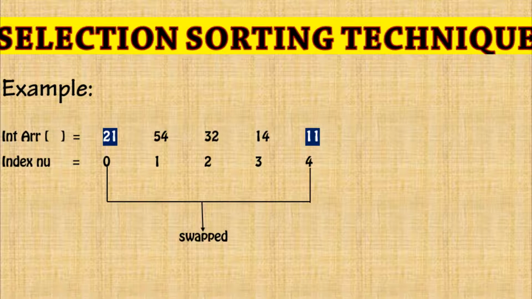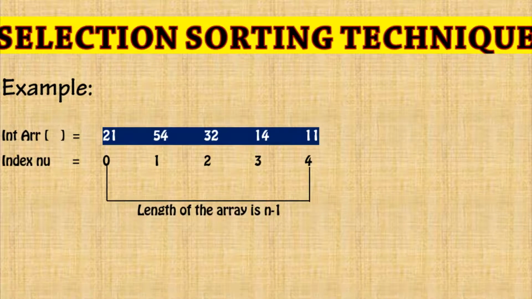You can see it has two main steps. One is searching for the element. Searching will happen in the inner loop and the swapping will happen in the outer loop. If the length of the array is n, then n minus 1 iterations are required for swapping here.